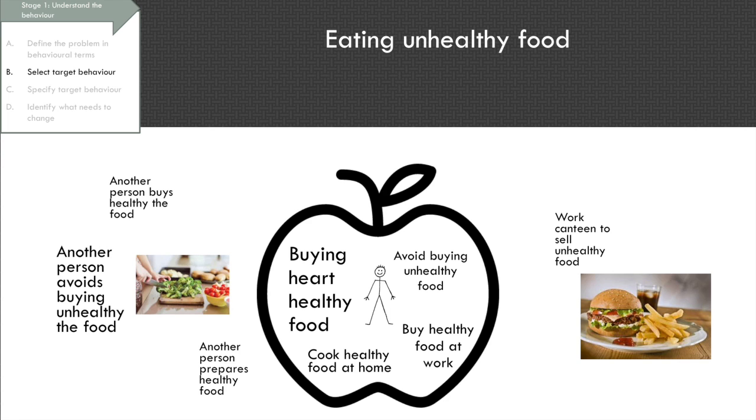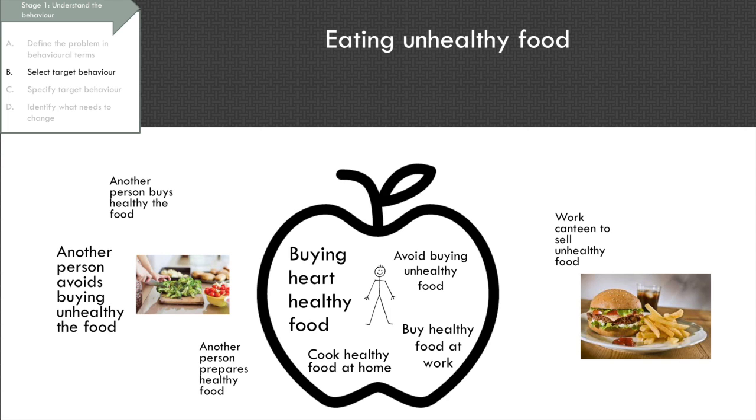Within the individual, you've got to think about the behaviour of them actually buying heart healthy food and avoiding unhealthy food, and also cooking their food. To eat healthy food, they need to be able to cook healthy food, and also to buy healthy food at work as well. Now, for them to be able to do that, there might be other factors that influence it. Like, for example, there might be somebody in their household who does the shopping or who does the cooking, and then that requires that person to buy healthy food and to cook healthy food.